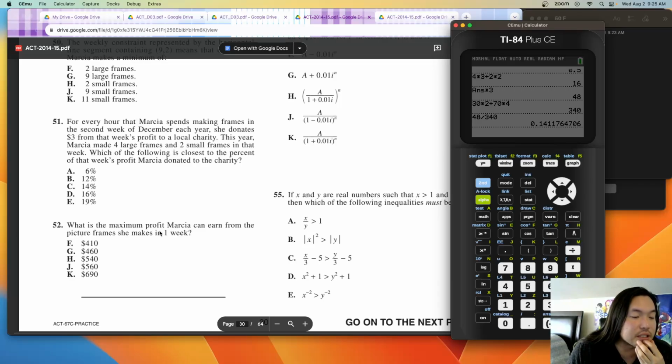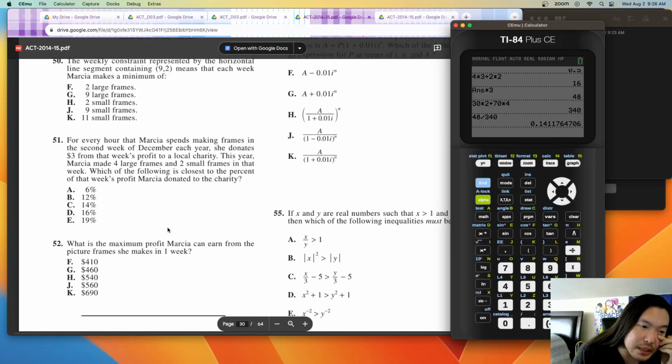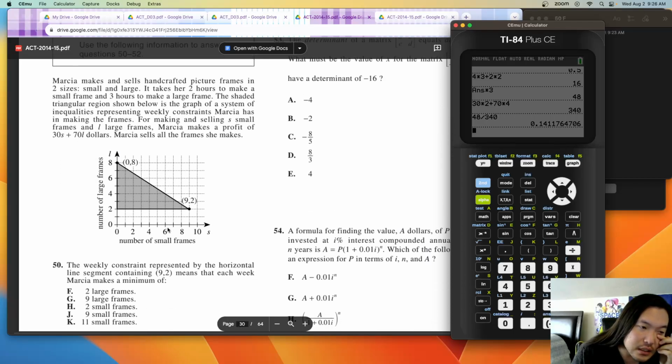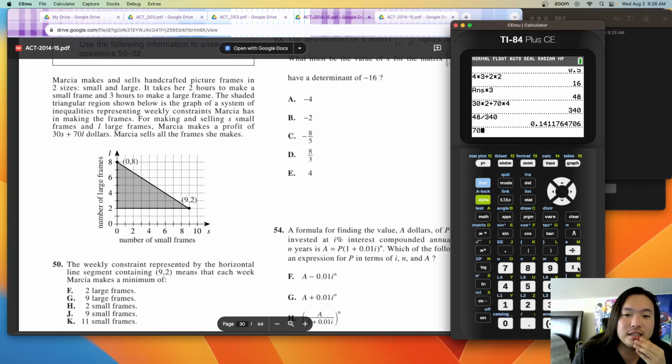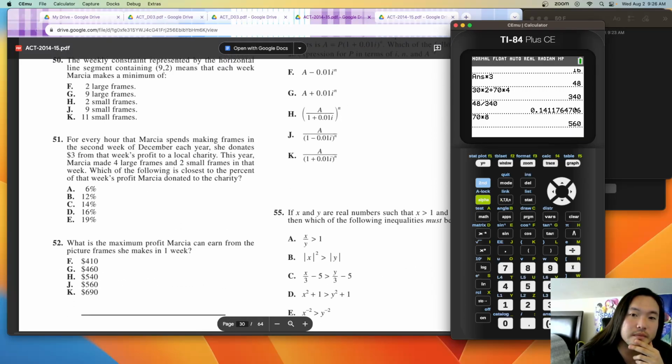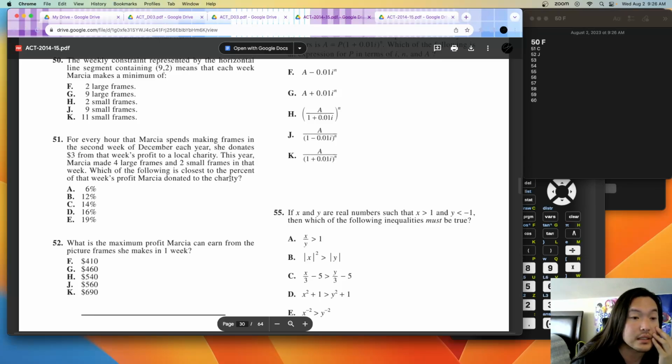What is the maximum profit that she can earn? So here, if you want to actually solve this one mathematically using algebra, it can get a little complex. This is an optimization problem. So here, my gut feeling says that she should just make all large frames. My gut instinct says that her maximum profit is 560. So definitely that's not a great way to take the test, right? This is just a blind guess.